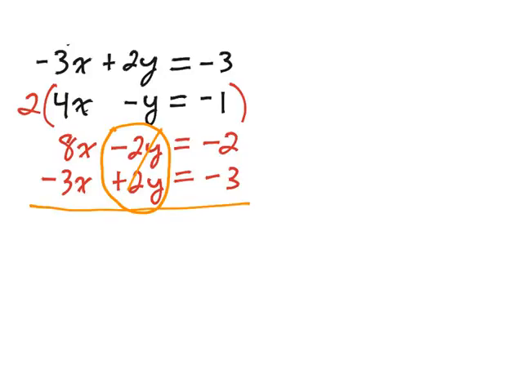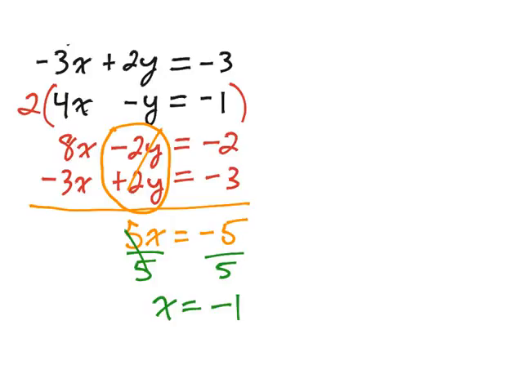So they cancel each other out. And we have here 8x minus 3x is 5x. And negative 2 minus 3 is negative 5. Very simple here. All we got to do is divide both sides by 5. And we see that negative 5 divided by positive 5 is negative 1.